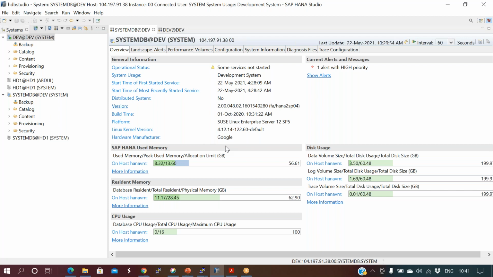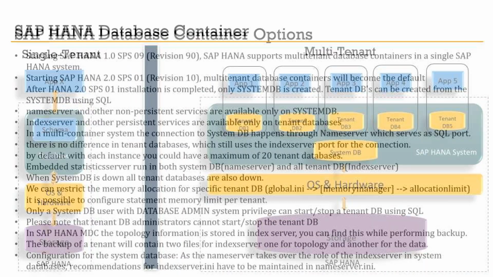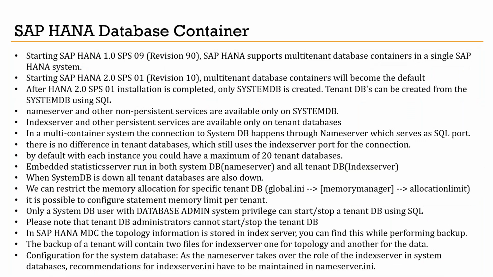Okay, fine. I'll go back to my PPT and go through some theory. Starting from SAP HANA 1.0 SP09, SAP HANA supports multi-tenant databases. The multi-database containers are supported in HANA 1.0 SP09 onwards. But when you install HANA 1.0 SP09 onwards, it will ask whether you want to install HANA 1.0 as a single tenant or multi-tenant. So it provides you the options in HANA 1.0.